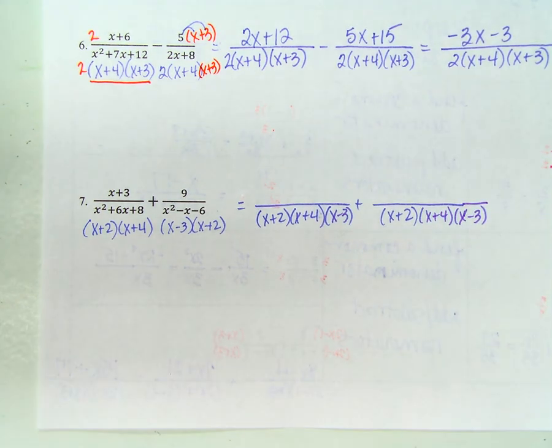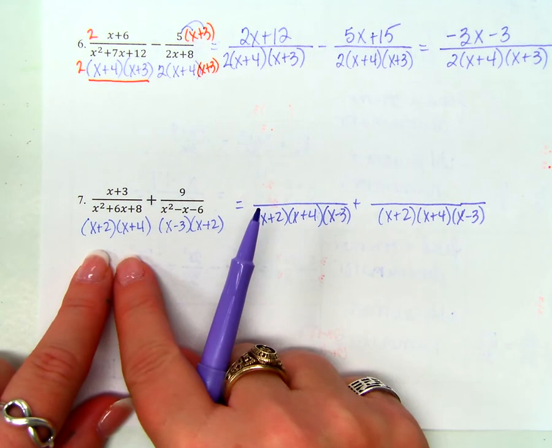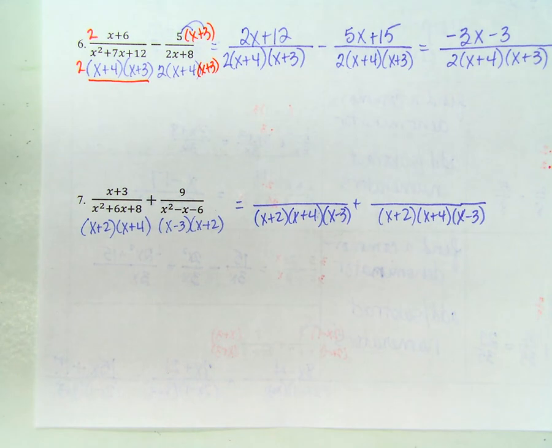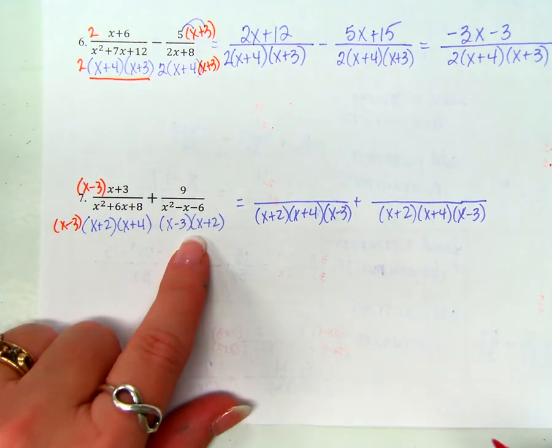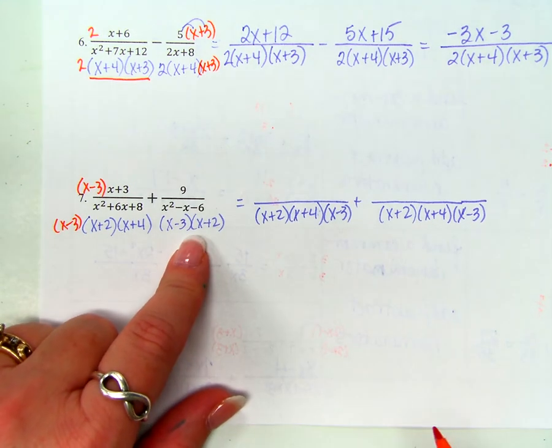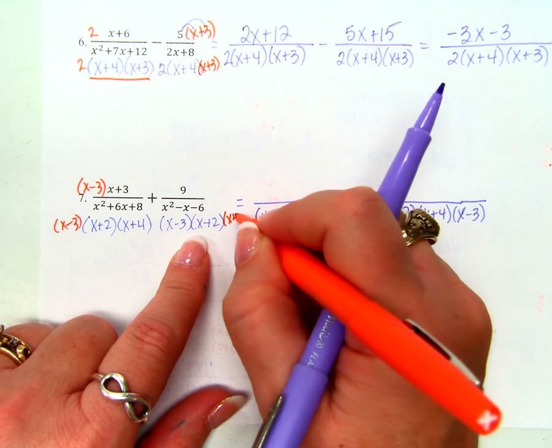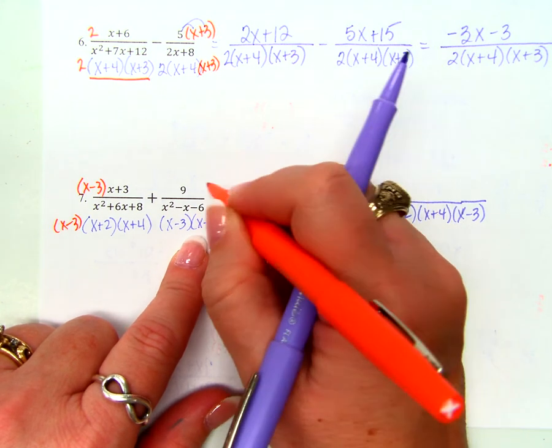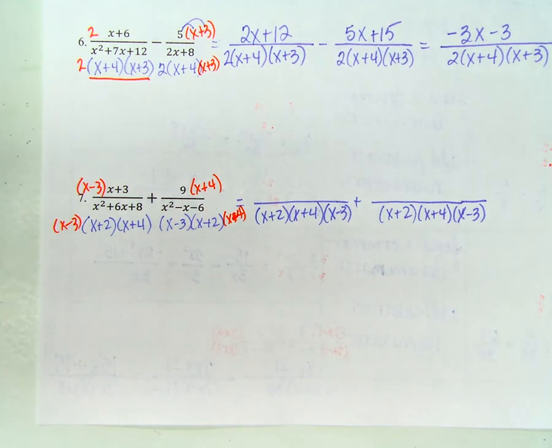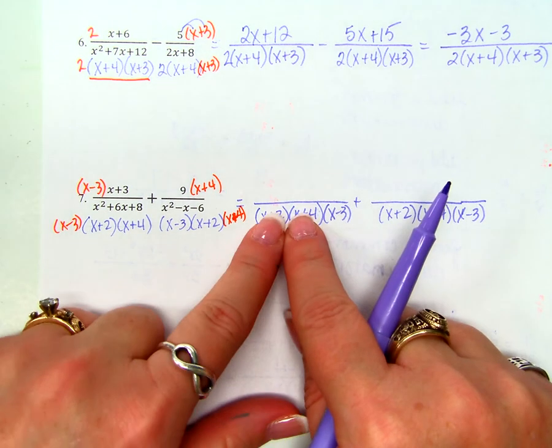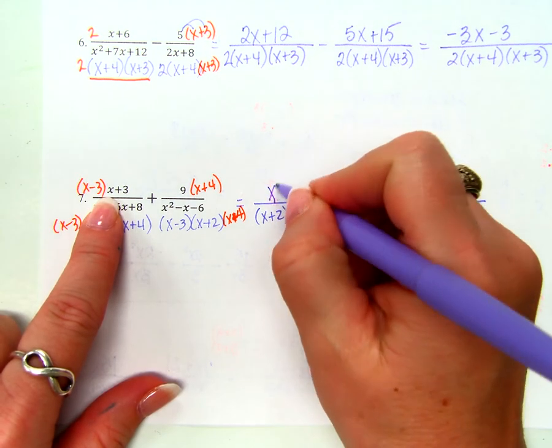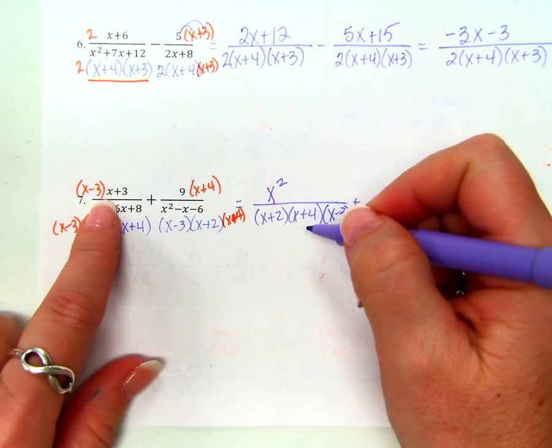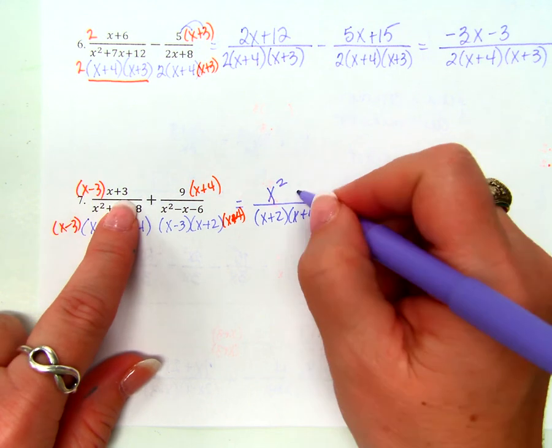Does that make sense? Okay, good. So what is the first one missing, if anything? X minus 3. What is the second one missing, if anything? X plus 3. So what's the first numerator become? We've got to multiply that out, don't we? X squared plus 3x minus 3x, which is 0, and then minus 9, right?